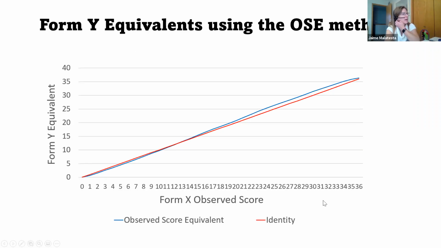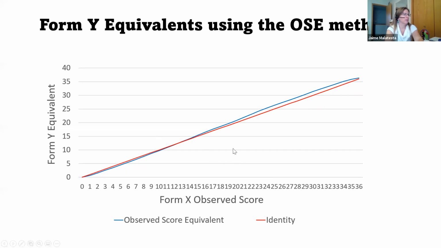So here, for this 36 item exam, is an example of results using IRT observed score equating. The red line is the identity equating line, meaning no equating has been done. We assume a score on form X is equivalent to a score on form Y. This reference line is really just used to gauge form differences. By comparing the observed score equivalents to the identity equivalents, you can see whether form Y or form X is easier, and so forth.